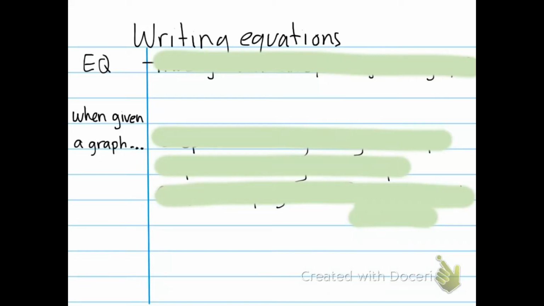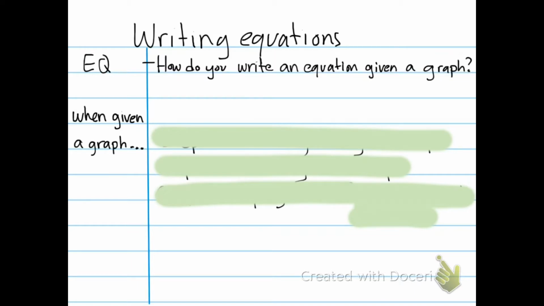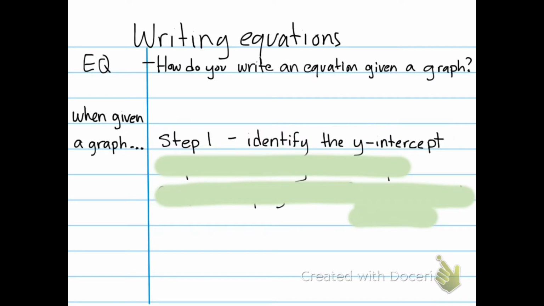Okay, today we're going to be writing equations given a graph. Our essential question for today is, how do you write an equation given a graph? When we are given a graph, we have 3 steps to do in order to write the equation. First step, we're going to identify the y-intercept. So we've got to know where it crosses the y-axis.